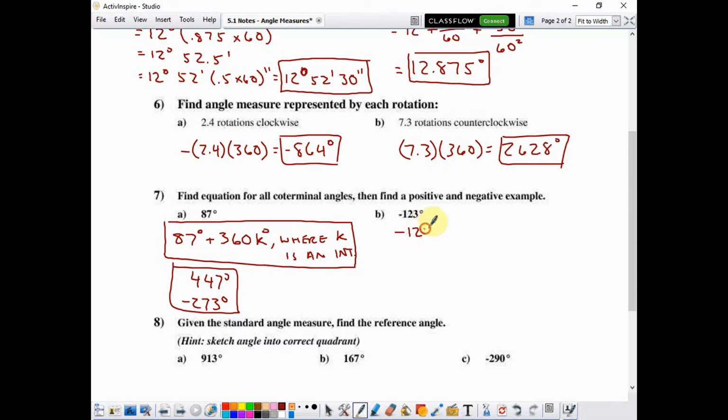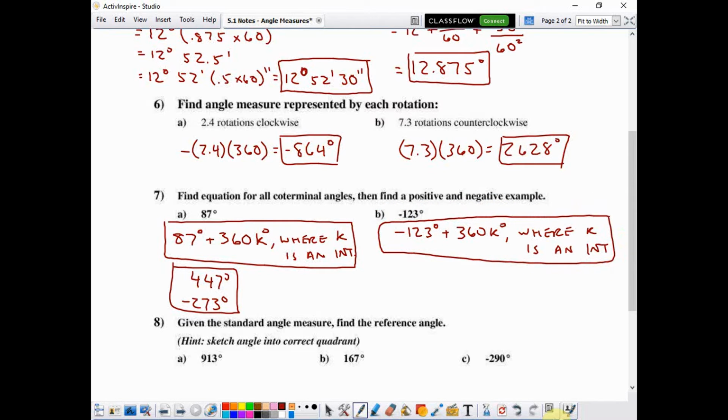For B, negative 123 degrees plus 360 times k degrees, and again, k has to be an integer, where k is an integer. So there's my equation for all coterminal angles. A positive example, I'll put in 1 for k, so it's negative 123 plus 360, 237 degrees. And then I'll put in -1, negative 123 minus 360, and that's negative 483 degrees. And I have a positive and negative coterminal example.